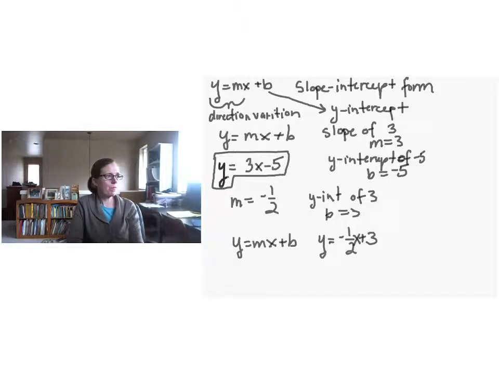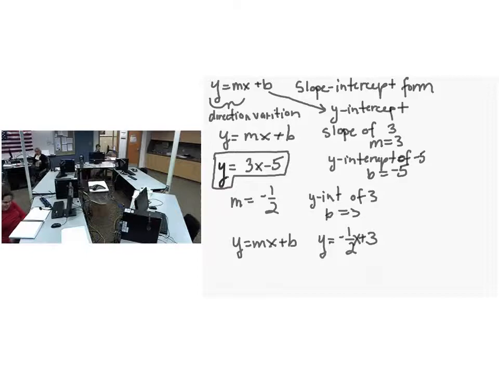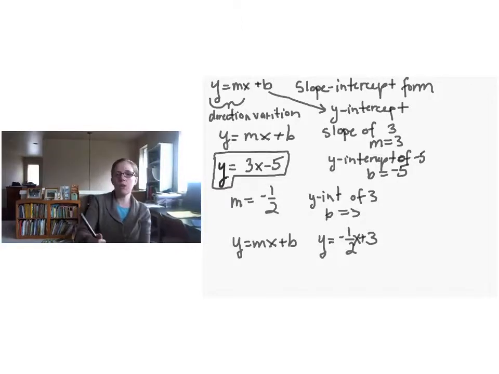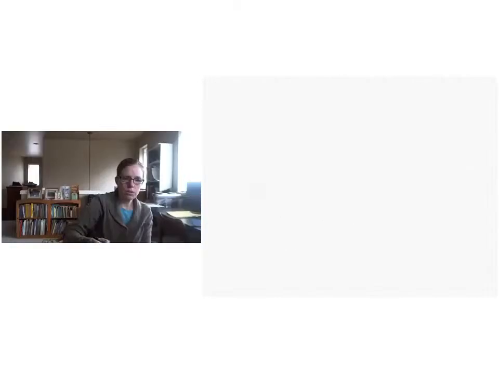Why does the 3 go last? Because that's the b, because the equation is y equals mx plus b. And the y-intercept is the same thing as the b. So then it told us that it's a 3. So now that's the slope-intercept.